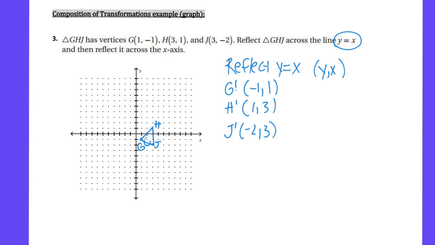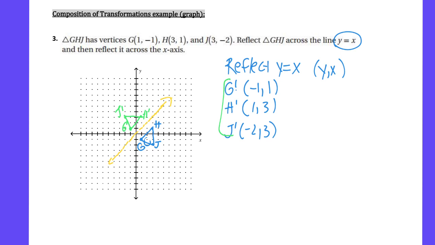Okay, so we can graph these. I'm going to make them green. I'm going to try to color code your stuff if you want to. -1, 1. So that's G prime. And then H prime is going to be 1, 3. And then J prime is -2, 3. Okay, so we got our triangle. And it reflected across the line y equals x. Well, where's the line y equals x? Well, the line y equals x is the line in which every point is the same. So 2, 2, 3, 3, 0, 0, 1, 1, 5, 5. And -1, -1, -2, -2, etc. So it does look like reflected across the line y equals x.